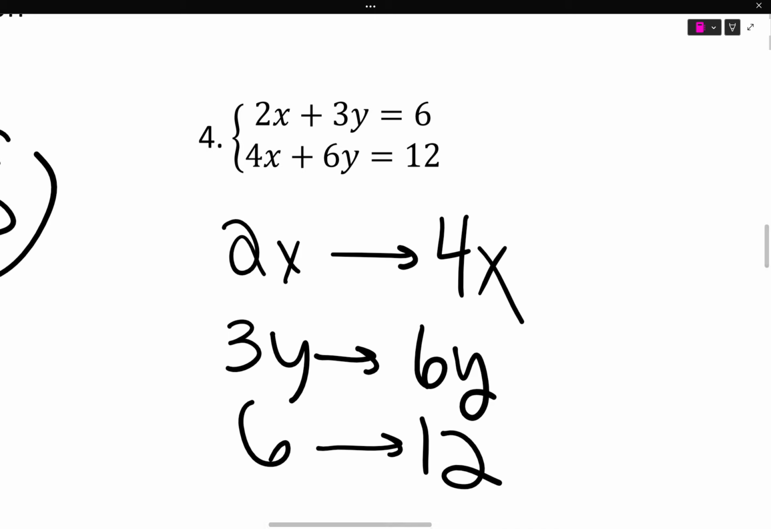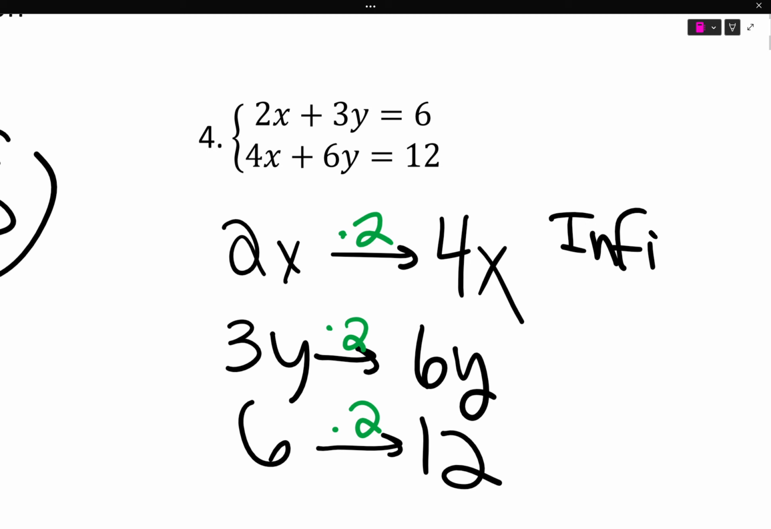So let's see if that holds true here. 2 times 2 is 4. 3 times 2 is 6. 6 times 2 is 12. This is going to be infinite solutions. This is the first equation multiplied by 2 gives us the second equation. That means if we graph them, it's going to be the same line.